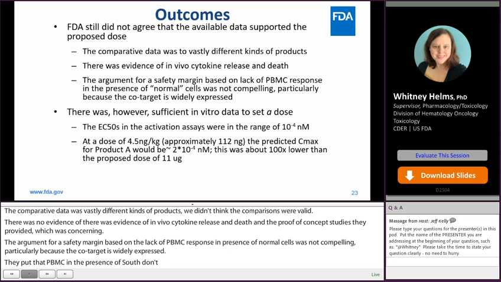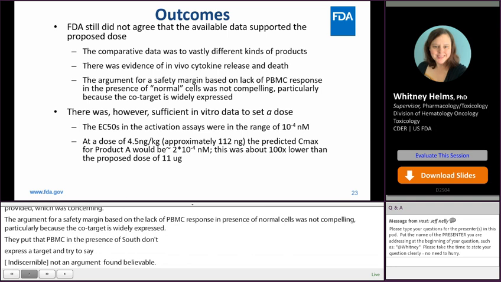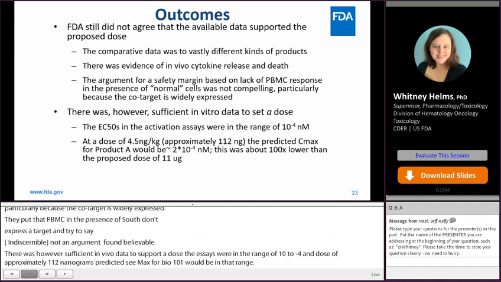There was, however, sufficient in vitro data to support a dose. The EC50s in the activation assays were in the range of 10 to the -4th nanomolars, and at a dose of approximately 112 nanograms, the predicted Cmax for Bio-101 would be in that range. But this dose was about 100-fold lower than the proposed start dose of 11 micrograms.